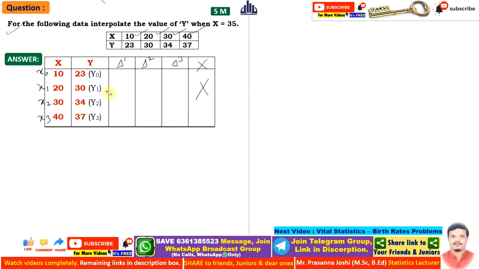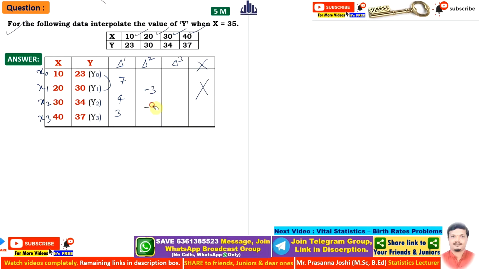Here delta 1, that is 30 minus 23, is it not 7? Yes. 34 minus 30, 4, and 37 minus 34, that is 3. Then 4 minus 7, it is minus 3, and then 3 minus 4, it is minus 1. Minus 1 minus of minus 3, minus of minus 3 is plus 3. So that minus 1 plus 3 will become plus 2.